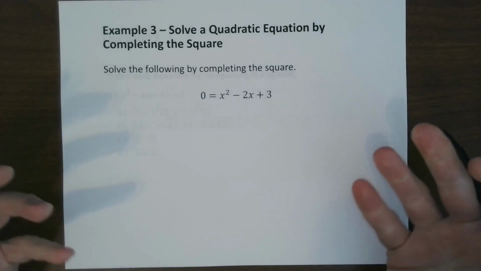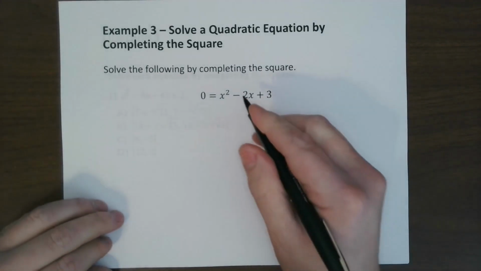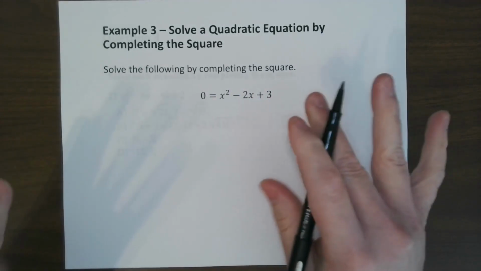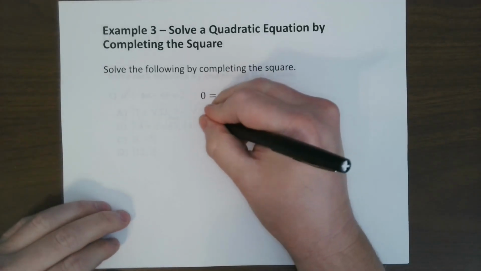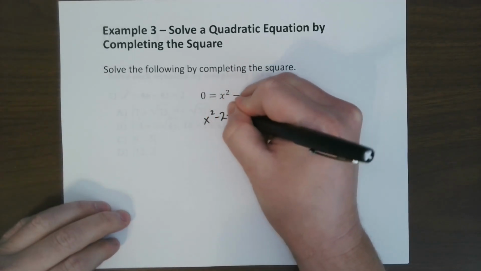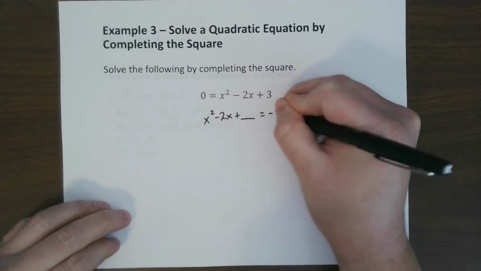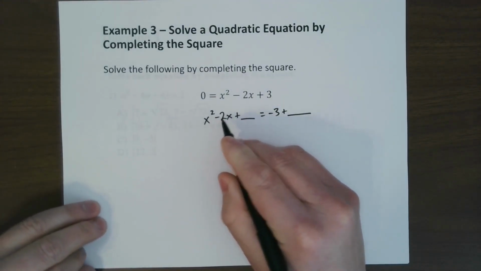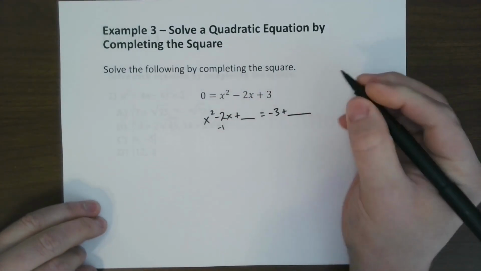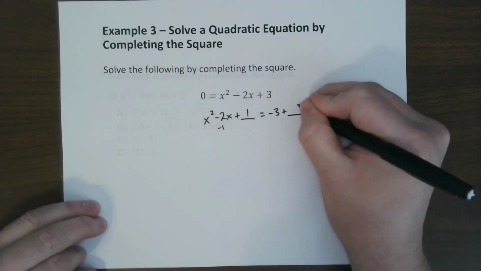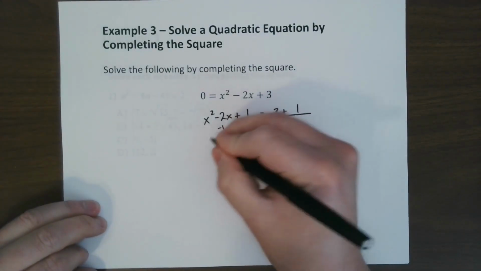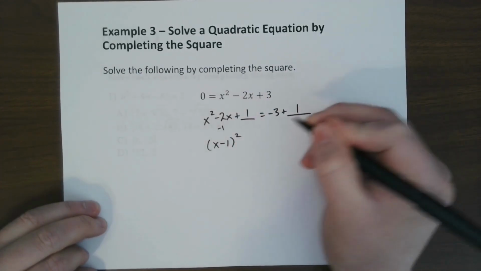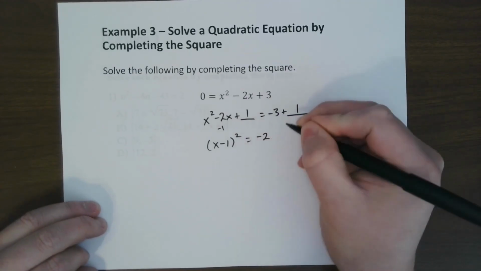Okay, so let me go ahead and show the full process again. So same thing. I am not a big fan of the 0 being on this side, so I'm going to go ahead and rewrite everything where it's on the right side. So I have x squared minus 2x plus blank equals negative 3 plus blank. And so now we're going to half negative 2, which would be negative 1. Negative 1 times negative 1 is 1 and 1. So I get x minus 1 squared equals negative 2.